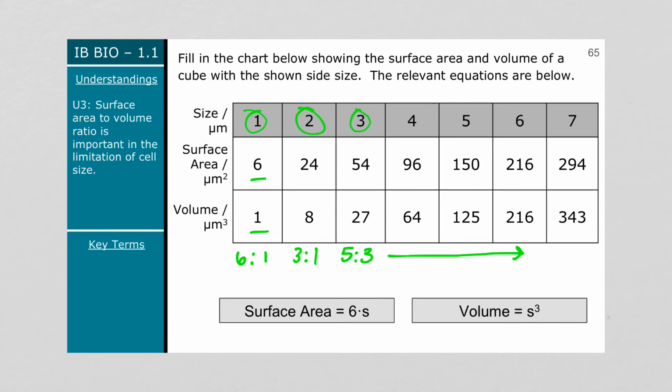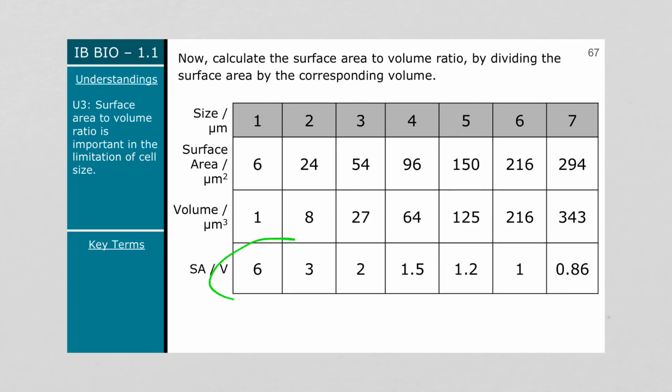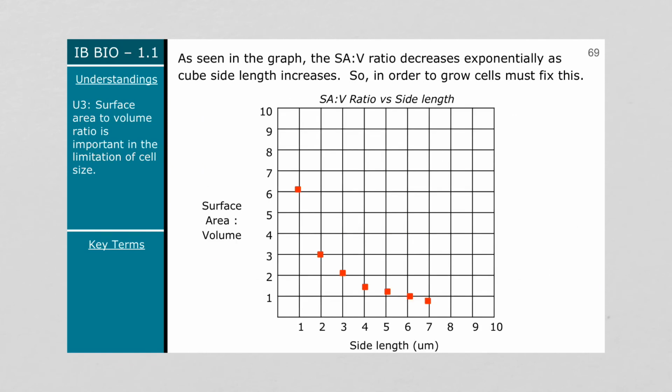And so the surface area to volume ratio, you could look at it almost as a fraction. The surface area to volume ratio is going to decrease as size increases. And that's what you see here. And then this is a graph of this information. This is really similar to the lab you guys did. And this is showing also the decrease in surface area to volume ratio as side length or size increases.